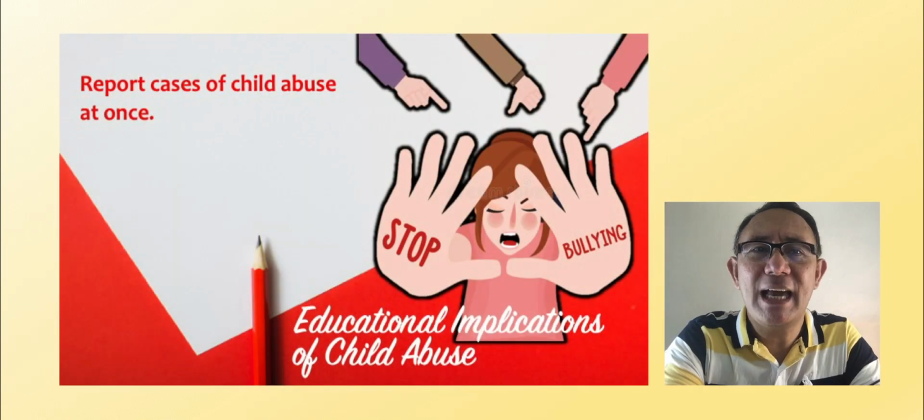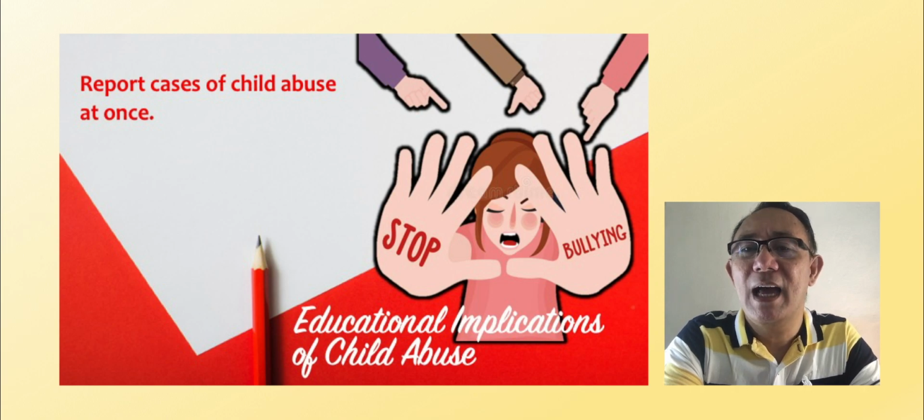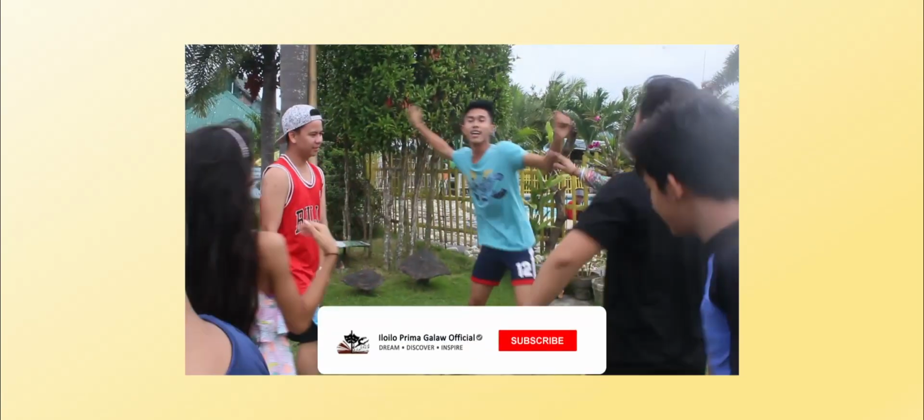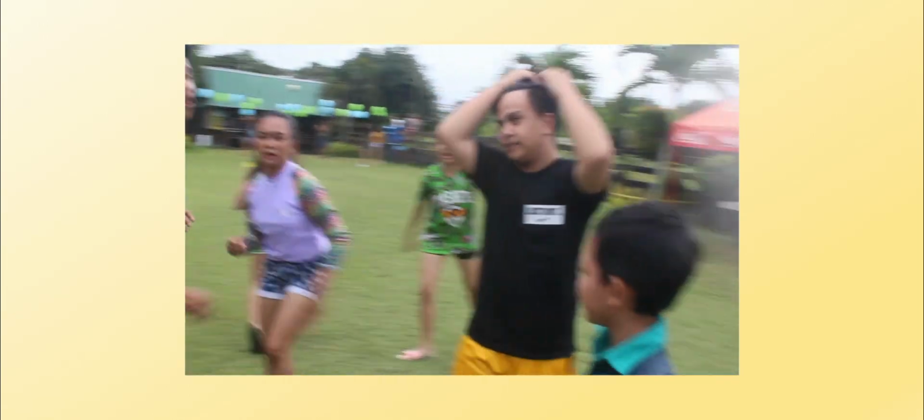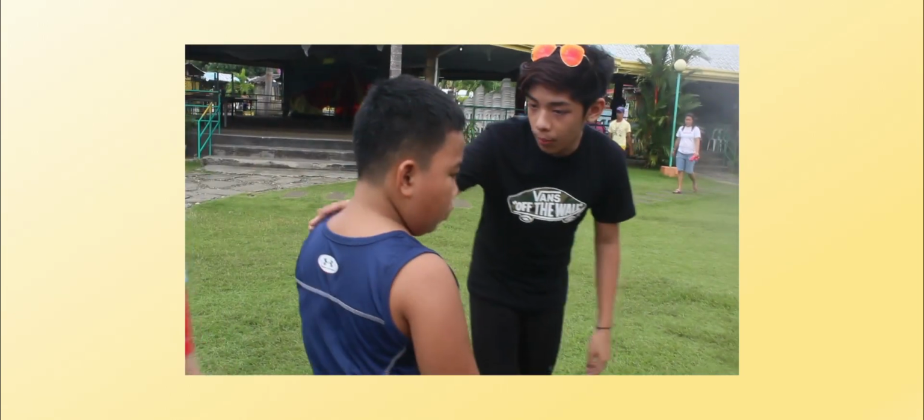Next, report cases of child abuse at once. If you get to share moments with your students and they get to share their problems, and one of these problems could be child abuse, you get to report immediately to the guidance office or to the administration so that such violence will stop in their homes.